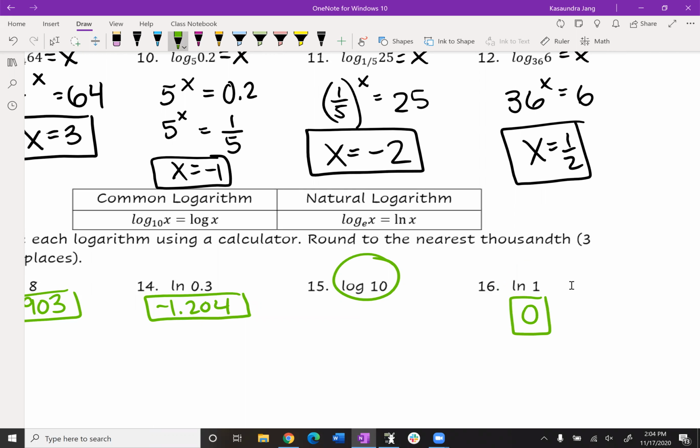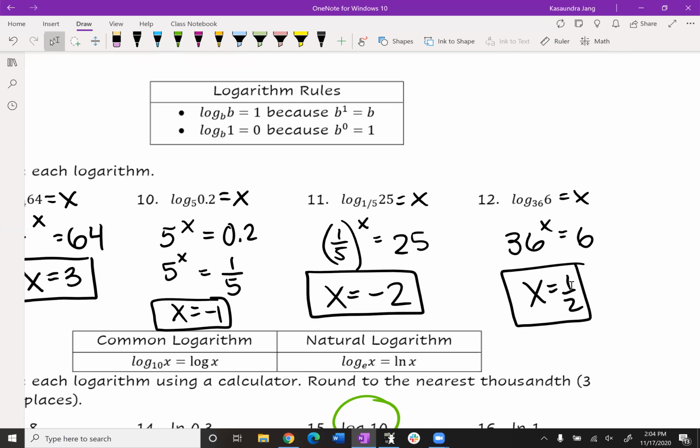Nice, which actually, so we're going to go back to our rule up here. This was a natural log of 1 that we just put in, right? It's like a log base e of 1. So it fits this rule. It was supposed to equal 0. Nice, so that was one of our logarithm rules.